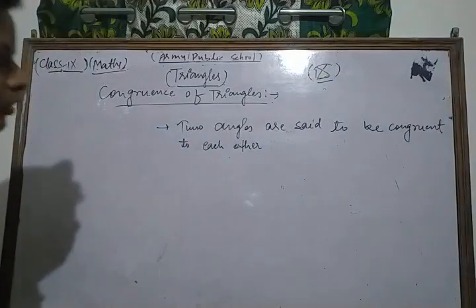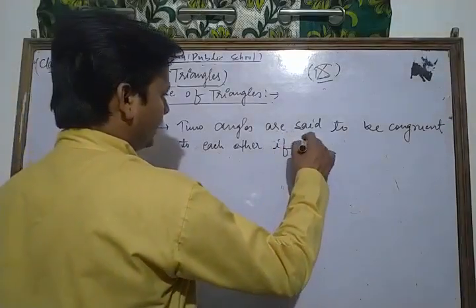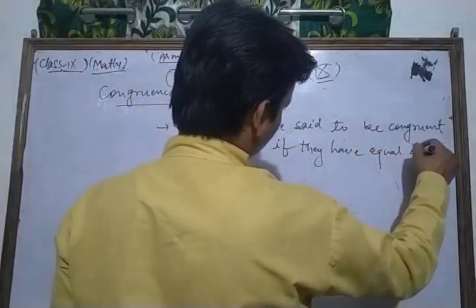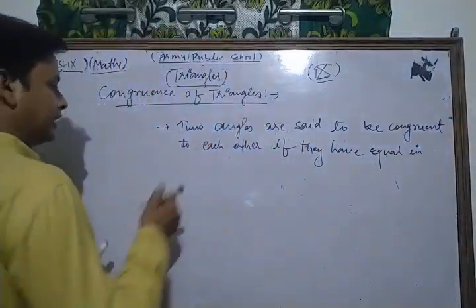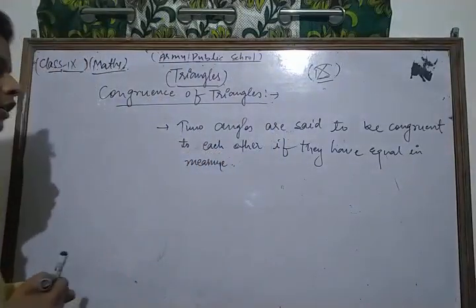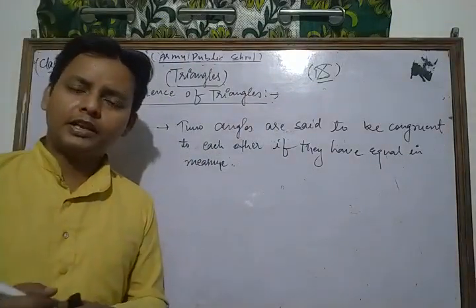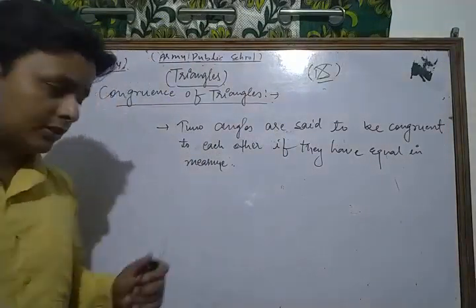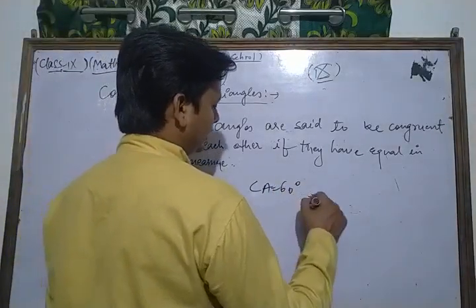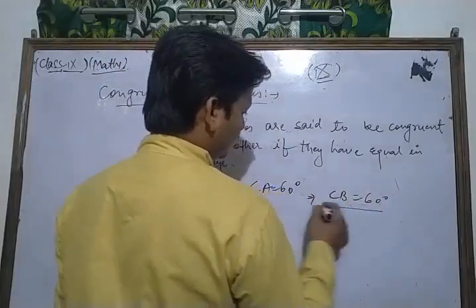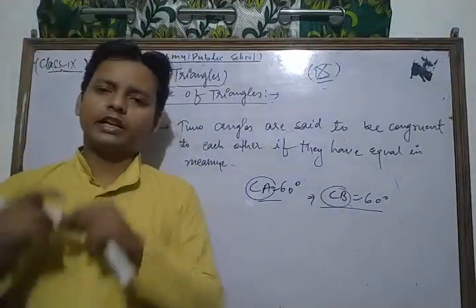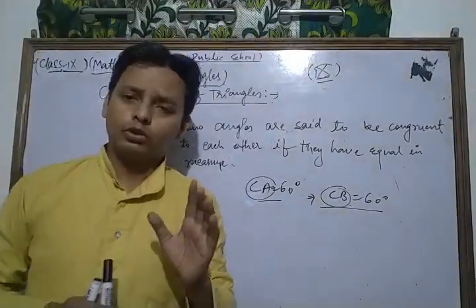if they are equal in measure. Equal in what? Measure. Yes, equal in measure. So two angles are said to be congruent to each other if and only if they are equal in measure. Suppose angle A is equal to 60 degrees, then angle B is also equal to 60 degrees. Then they are said to be congruent to each other. In this way, we clear the concept of congruent figures.